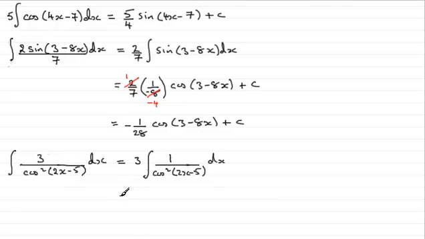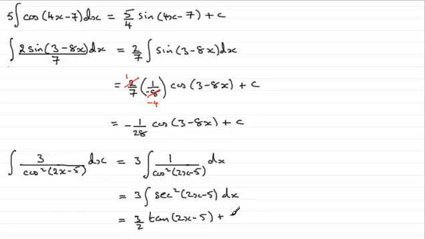So I can think of this as being 3 times the integral of sec squared of 2x minus 5 with respect to x. And so the integral of sec squared of ax plus b becomes 1 over a tan of ax plus b. So there's our a value, the 2, so we can say 3 times a half, which is 3 over 2, and then tan of 2x minus 5 plus the constant of integration, plus c.